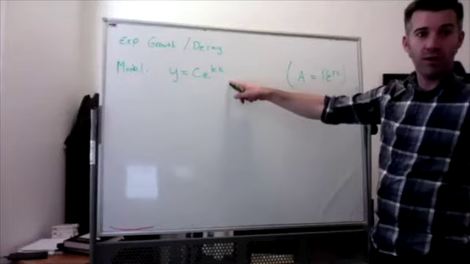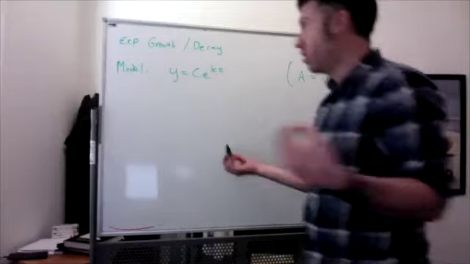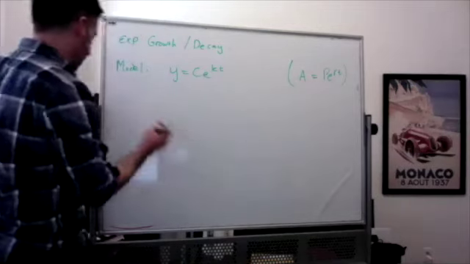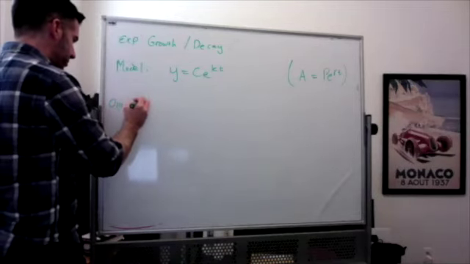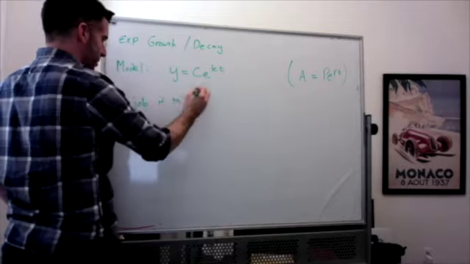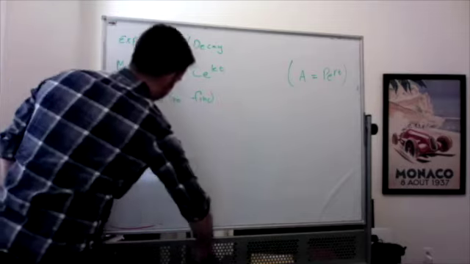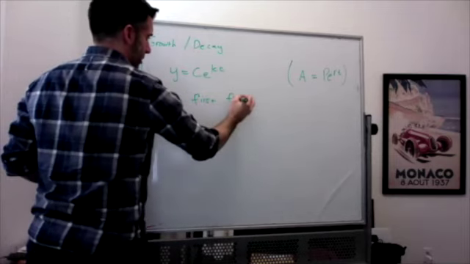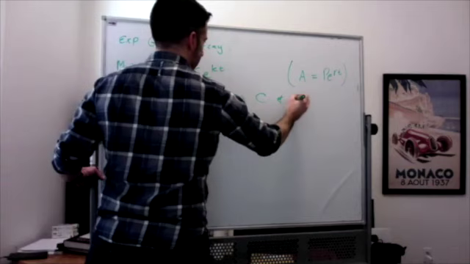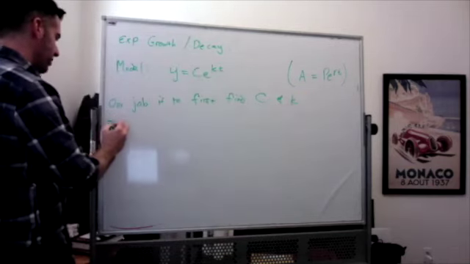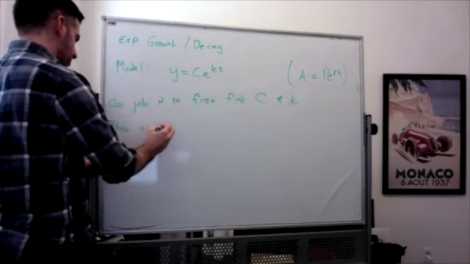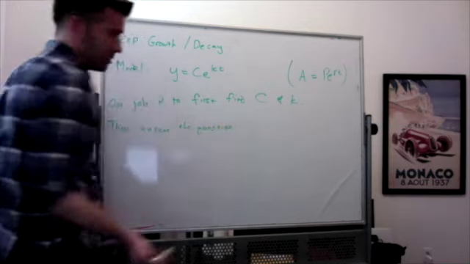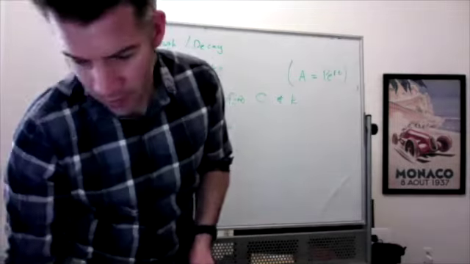So this is the model, and almost always, whenever we're trying to answer a question about exponential growth or decay, our job is to first find C and K, and then answer whatever the question is. That's the deal.